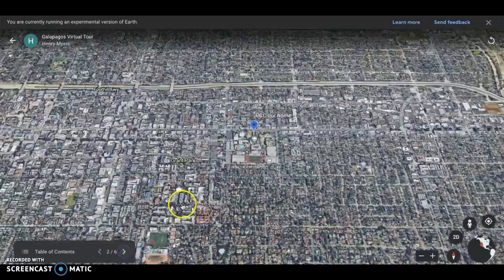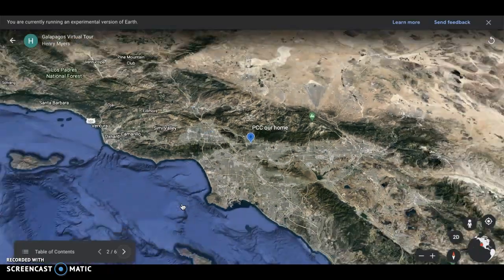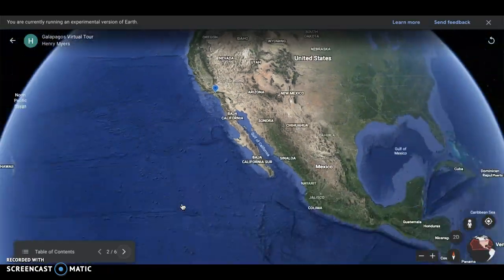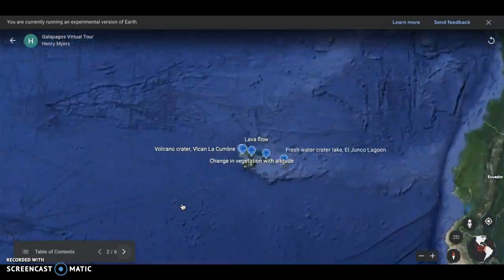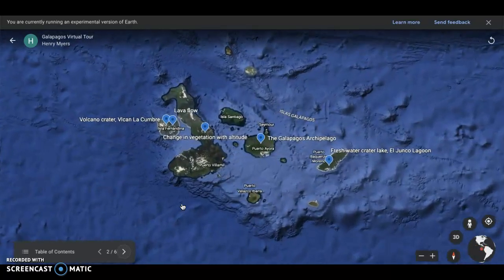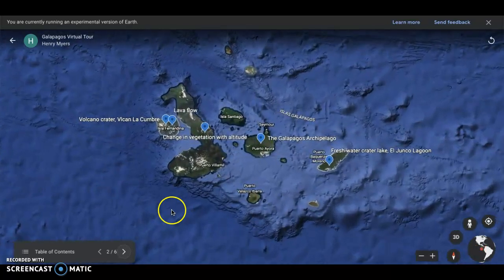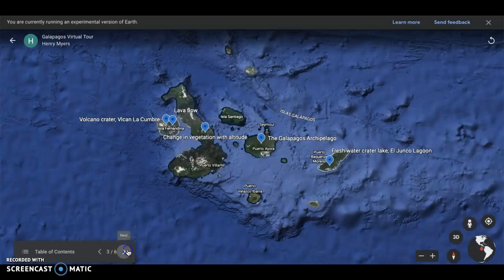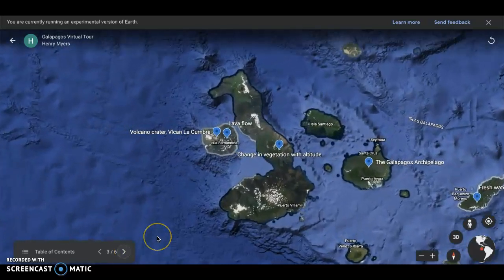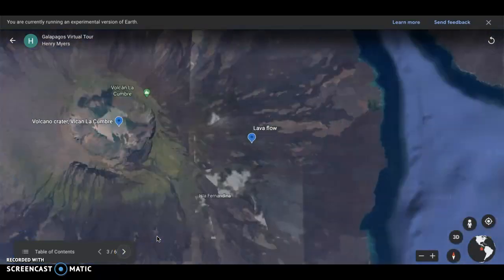So we head along the 210, get to Burbank, take an airplane, and fly it all the way down to South America. Right off the coast of Ecuador, we get to the Galapagos Archipelago, made up of several islands. Now, let's get straight into our first stop here before the computer stops working.